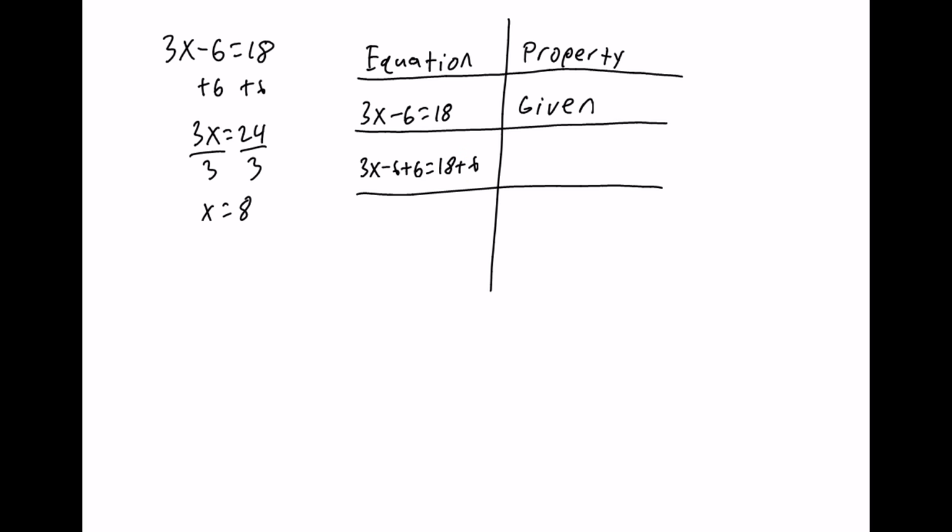Now, which property did we use? Well, we added the same number to both sides, so it's the addition property of equality.